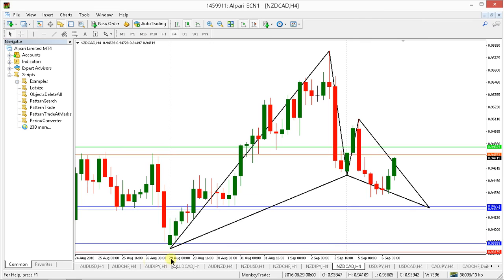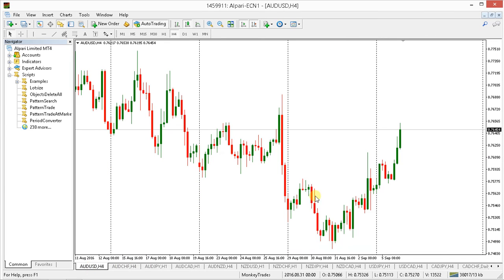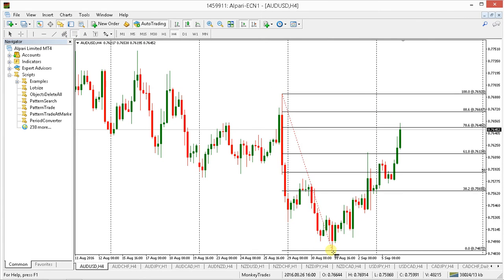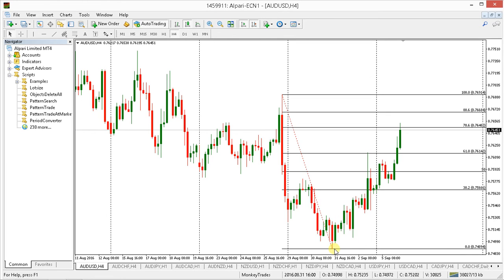Okay, let me show you another example of that. I want to see some Aussie dollar maybe. Aussie dollar looks pretty good. So let me first measure it with Fibonaccis. Okay, and what I need is at least 618 retracement. Here it is. The spike touches 618. It should not touch 786. So this criterion is met.